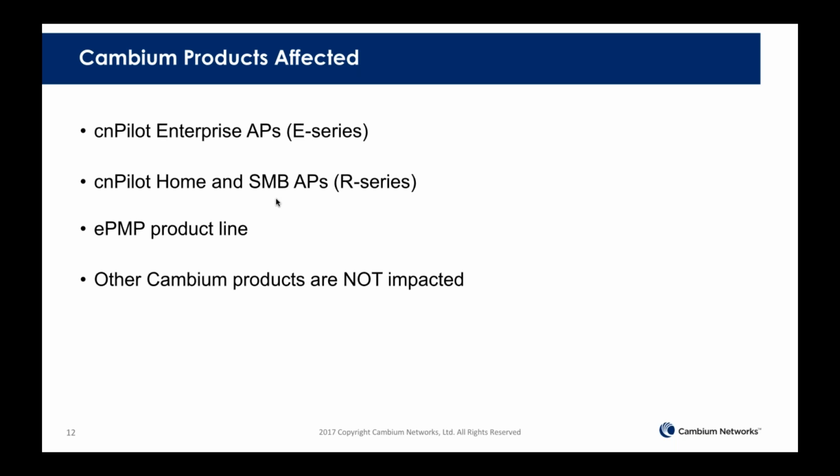The cnPilot home APs, the R series, are also affected by this in repeater mode. The ePMP product line is also affected since it also uses a similar handshake. And other Cambium products are not impacted by this vulnerability.